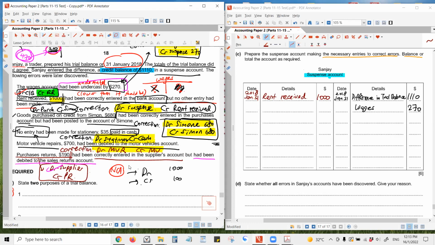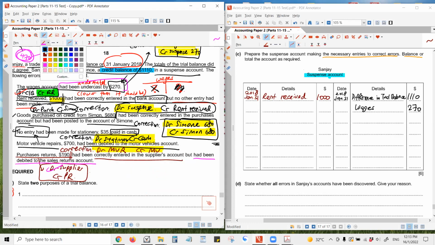Okay, let me show you clearly what they have done. What was done by them? They have debited supplier account, because they say correctly entered in the supplier account. And they have also debited sale returns. These are what they have done. They debited supplier account. They also debited sale returns account.